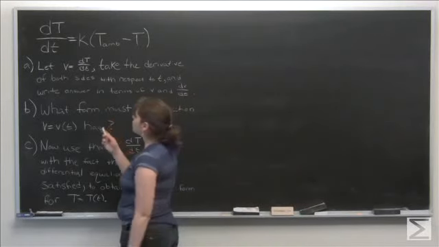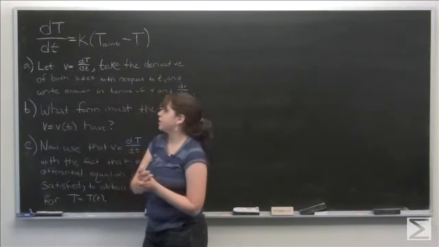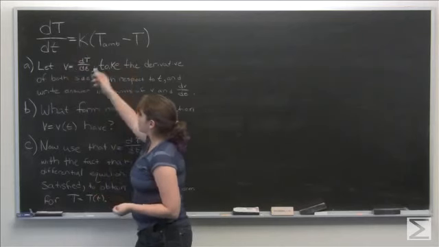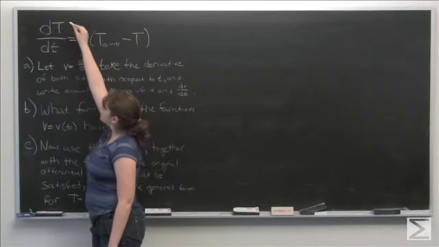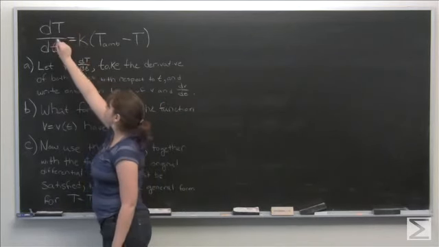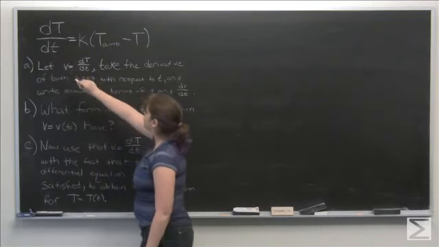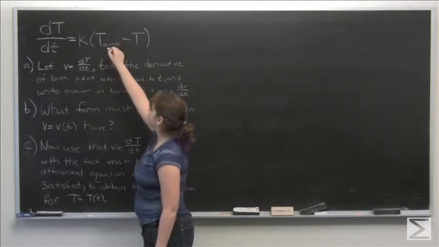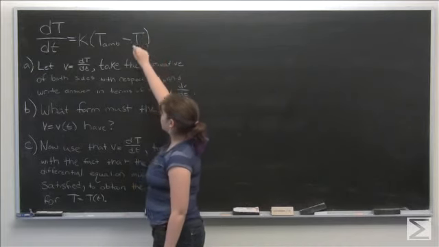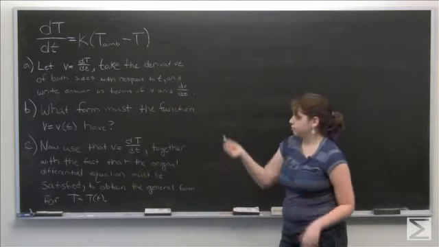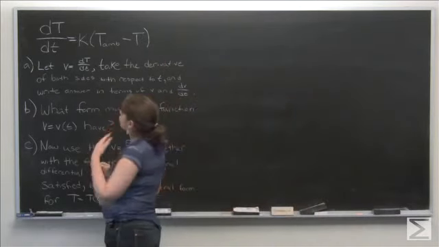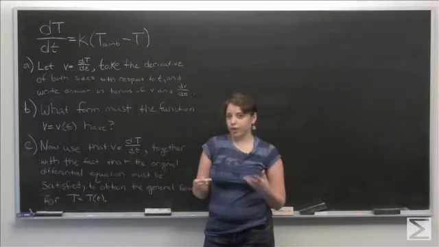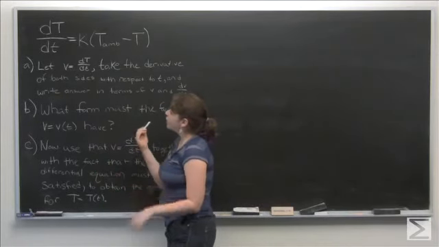So using Newton's law of cooling, we come up with this differential equation of dT/dt, the derivative of temperature with respect to time, is equal to K times the ambient temperature minus our temperature that we got the derivative of. Okay, so there's three parts that we're going to analyze in this video.